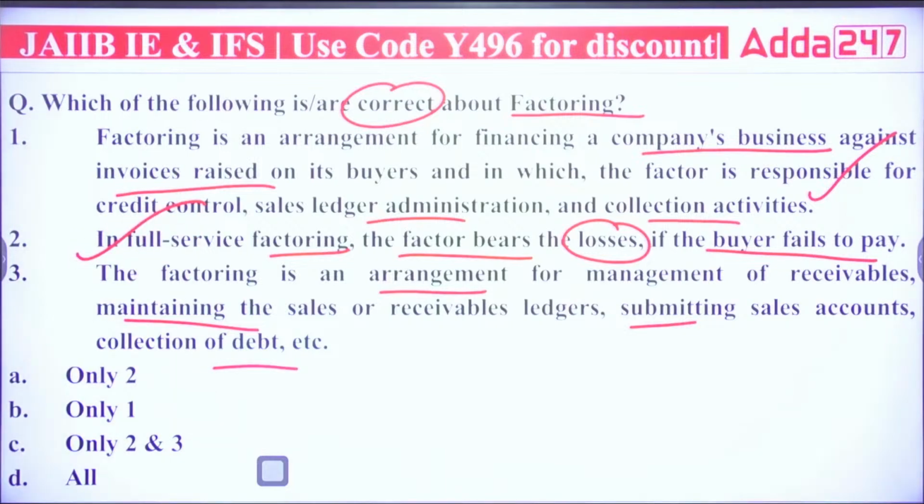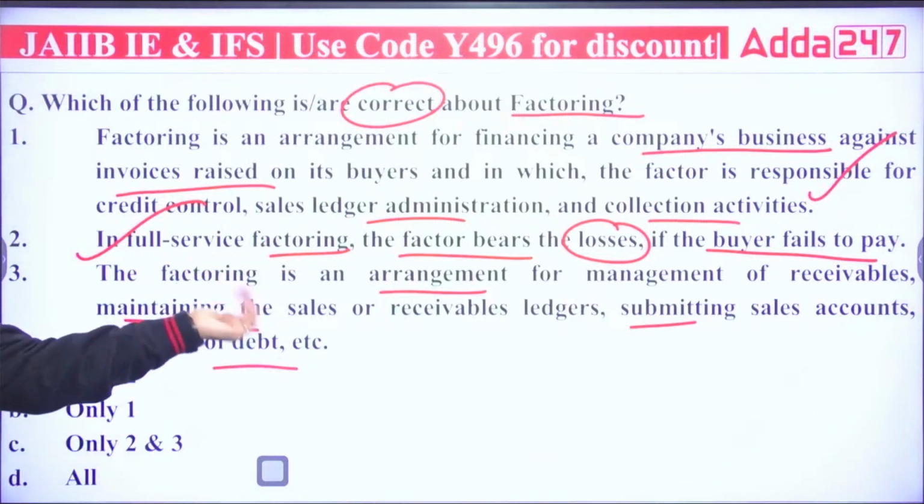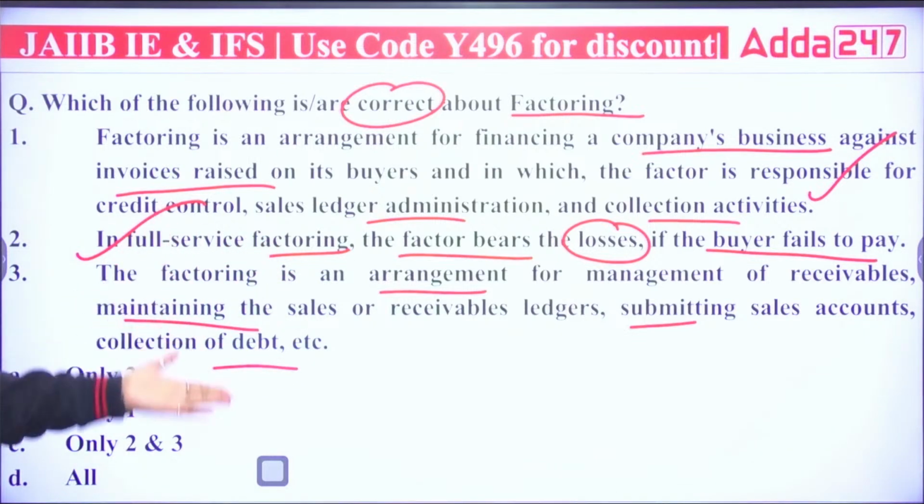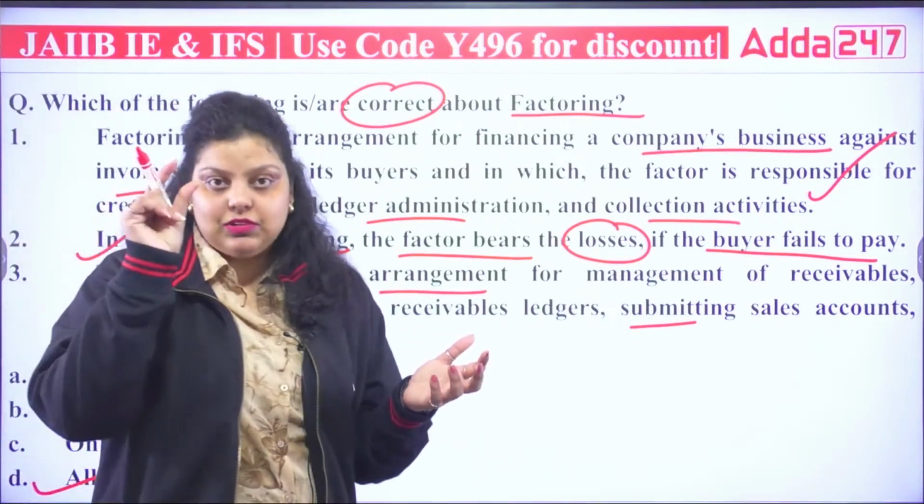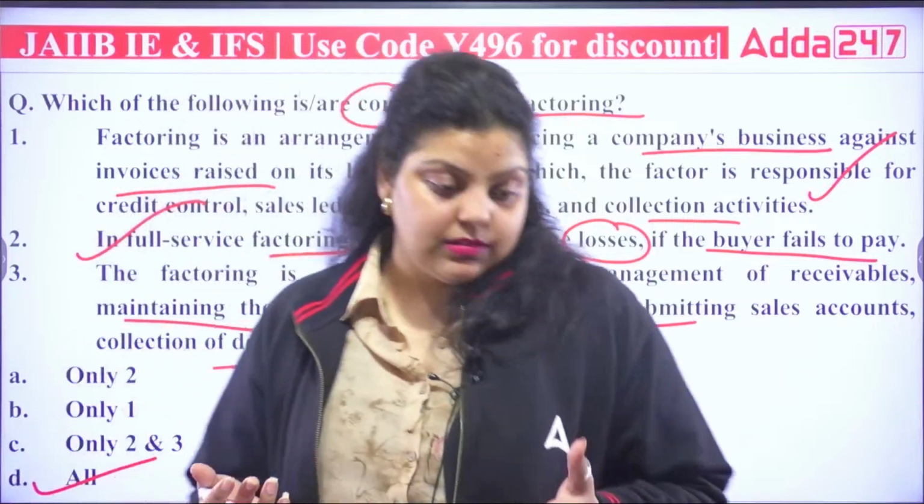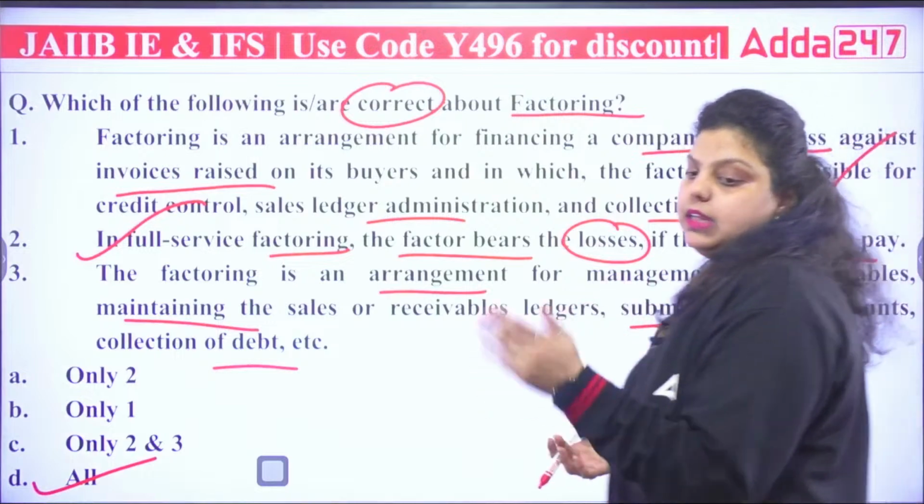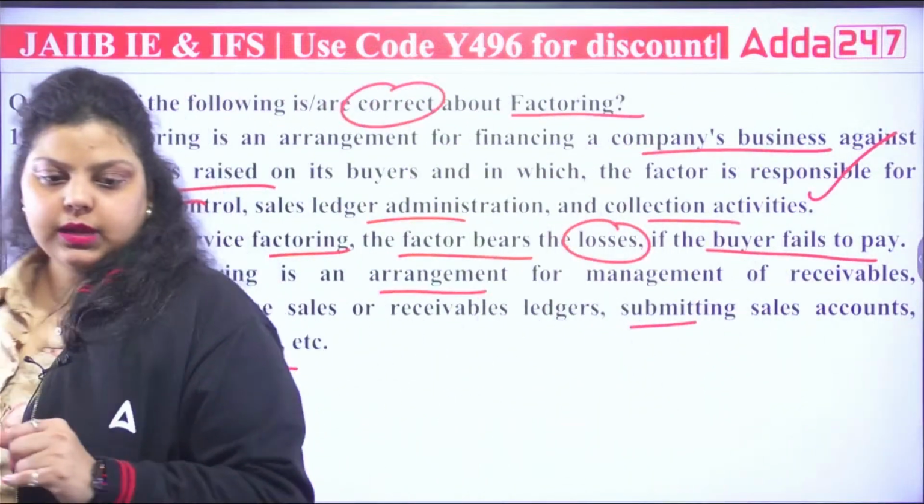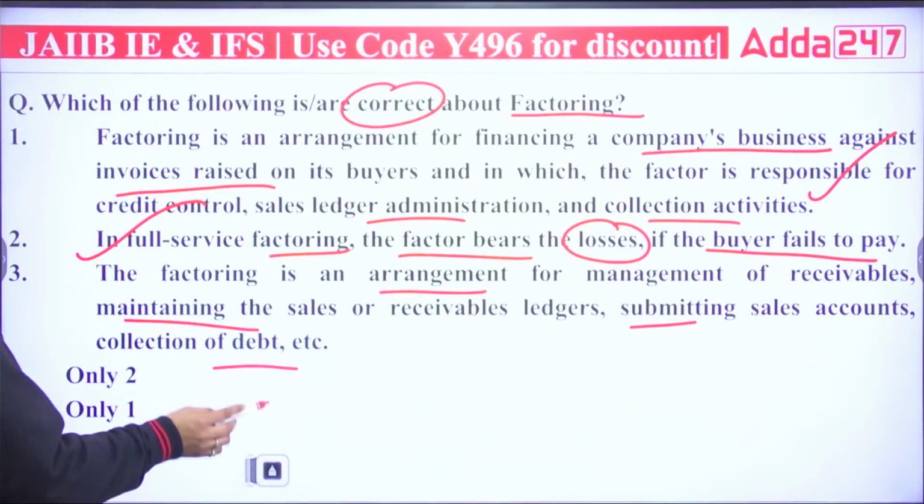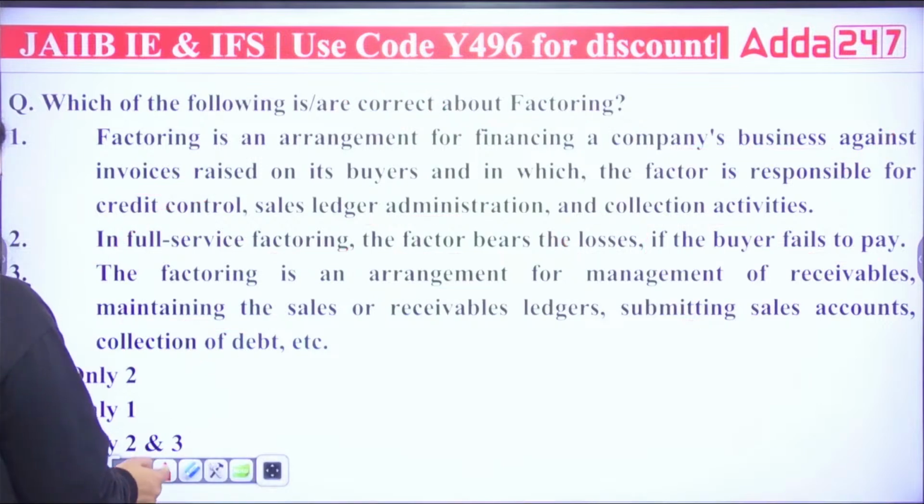Third is saying that factoring is an arrangement for the management of receivables, maintaining the sales or receivable ledgers. It submits the sales account, collection of debt. Everything is correct regarding factoring here. Receivable means the trade bills, or we can call it an invoice, that have been given by the buyer to the seller, which says that the payment will be done in the future. Okay, now the next question. So the right answer will be D.